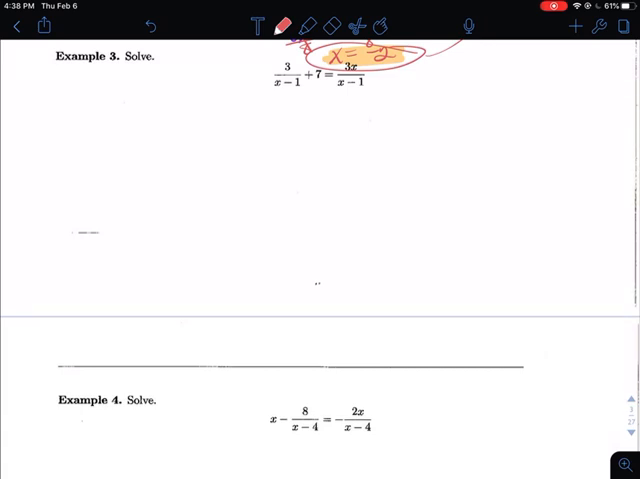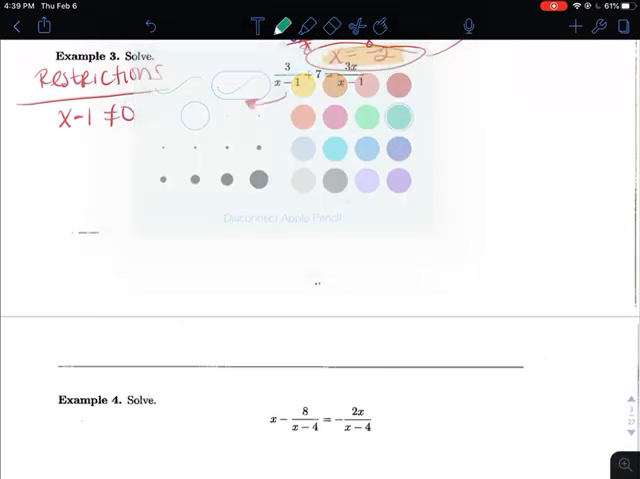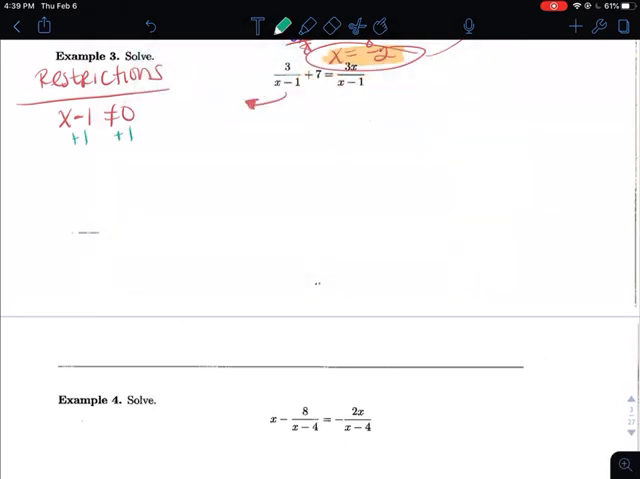Okay, let's do this next example. So looking at this denominator, I see for my restrictions, or restriction in this case, x minus 1 cannot equal 0. So you will solve that equation, add 1 to both sides. So automatically I know x cannot equal 1. It could be any other number in the world except 1.